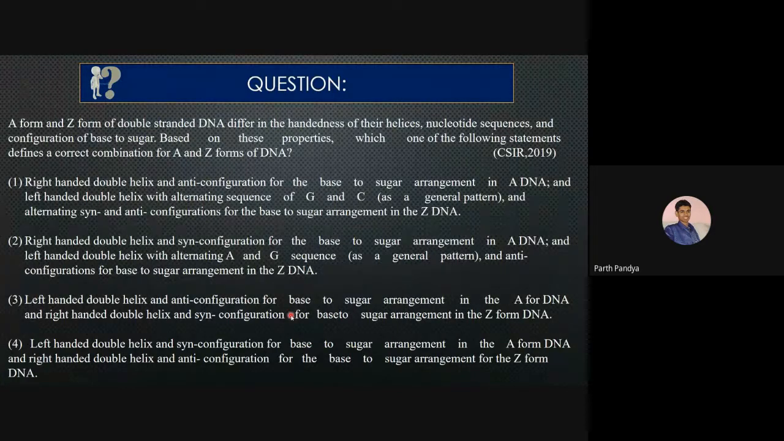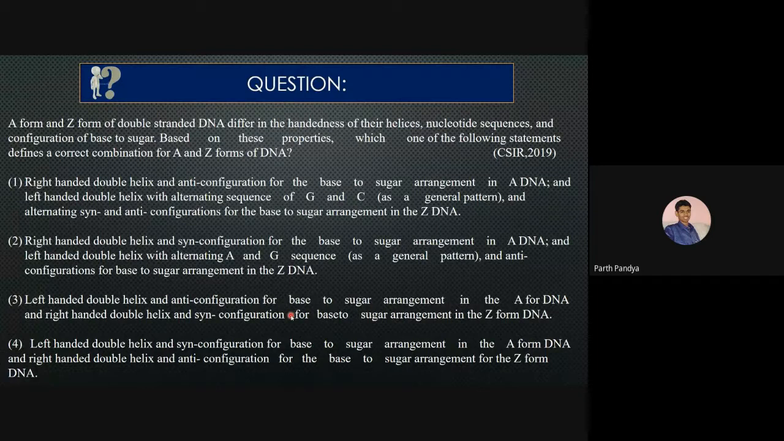So one of the commonest questions, it was asked in 2019, a 4-mark question. A form and Z form of double-stranded DNA differ in the handedness of their helix, nucleotide sequence, and configuration of the base to sugar. Based on these properties, which one of the following statements defines a correct combination for A and Z form of DNA? Okay, so 2 minutes, just quickly go through the options.